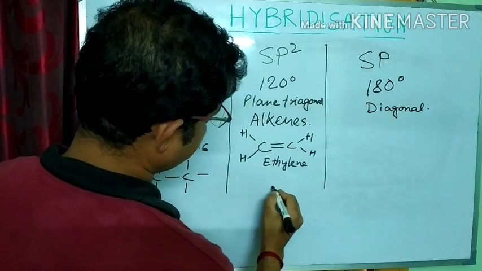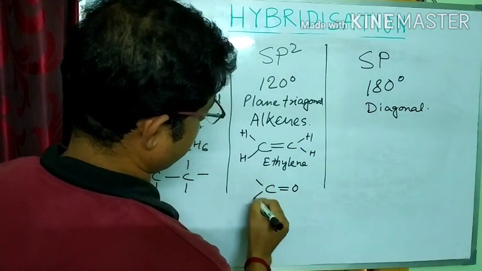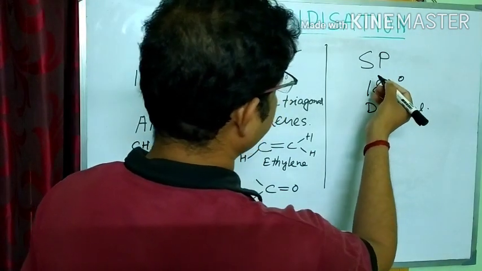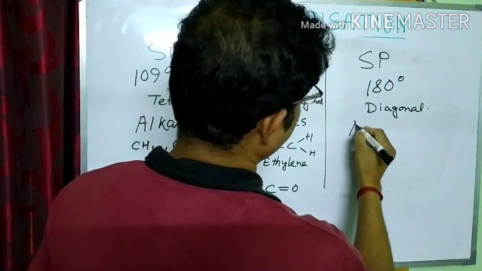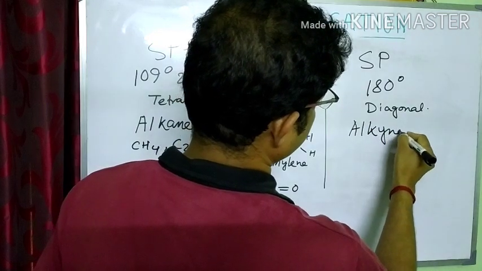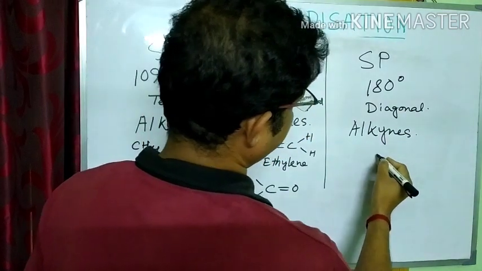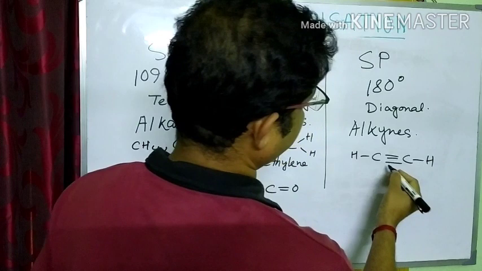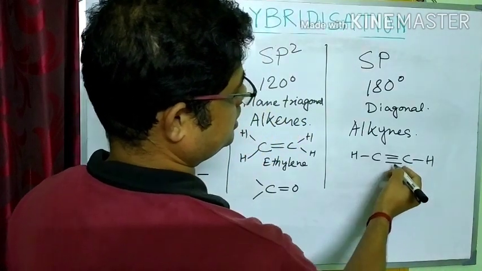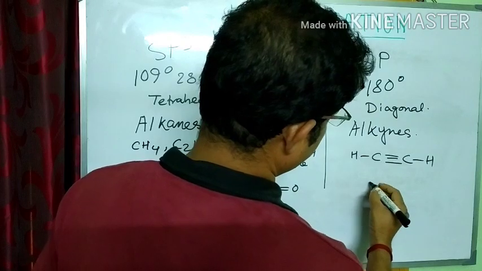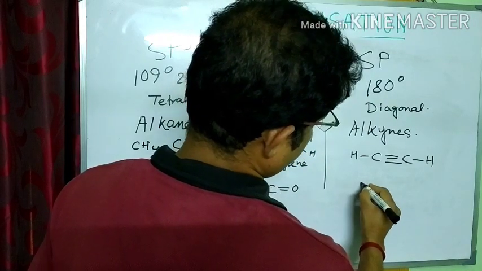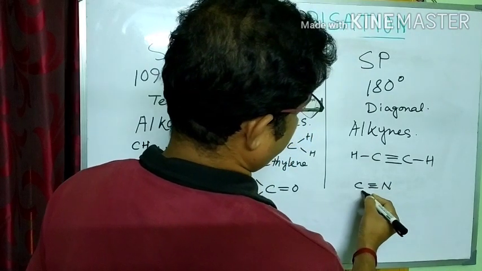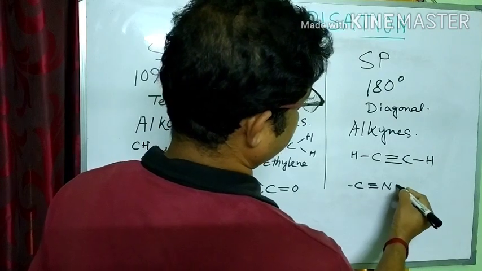It is also found in carbonyl compounds, where a carbon-oxygen double bond is found. sp hybridization is found in alkynes like acetylene. Here a carbon-carbon triple bond is present. It is also found in cyano compounds, where carbon forms a triple bond with nitrogen.